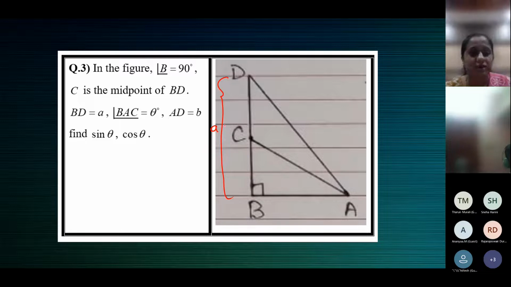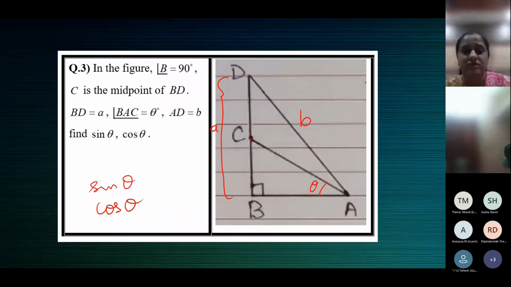And angle BAC is equal to theta. BAC, this one is theta. AD is equal to B. This is B. Okay. From this figure, find the values of sine theta and cos theta.